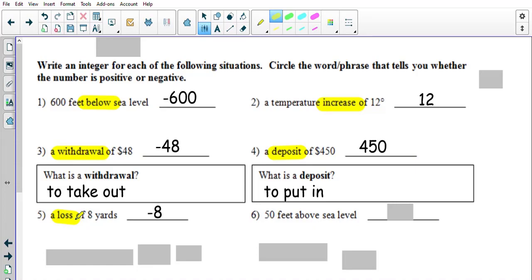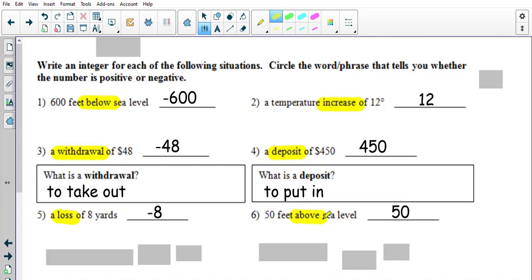Finally, number 6, 50 feet above sea level. What integer will represent that situation? If you were thinking positive 50 or just 50, you're correct. What word tells us that this is a positive value? The word above.